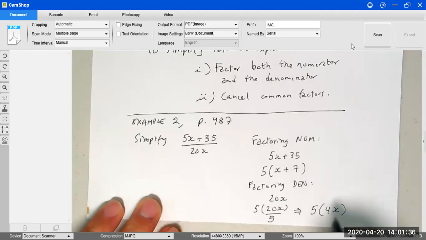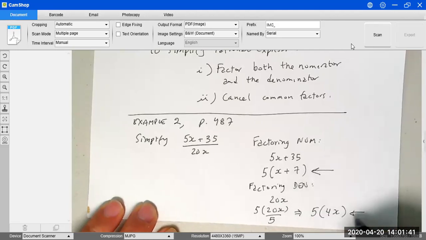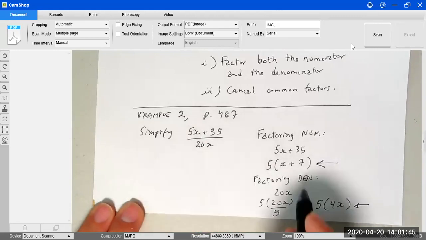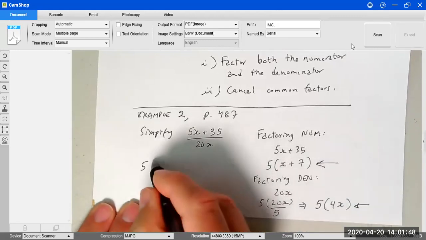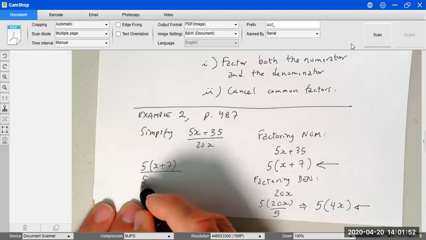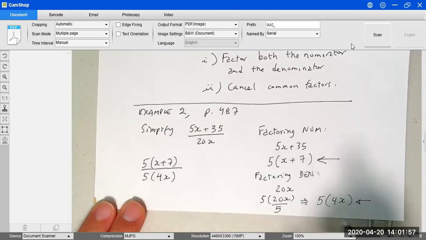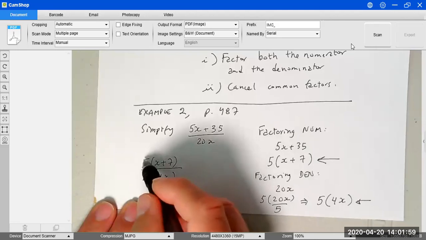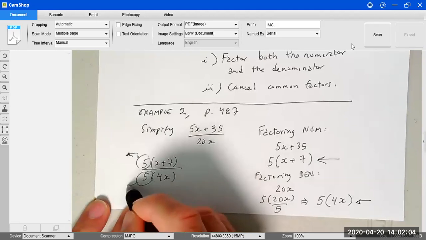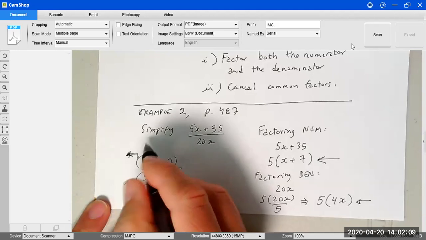So now I have my numerator and my denominator written with a common factor. I'm going to rewrite my numerator as 5 that multiplies x plus 7, and my denominator is 5 that multiplies 4x. So now you can cancel this one, and you can cancel this one. So they go away.